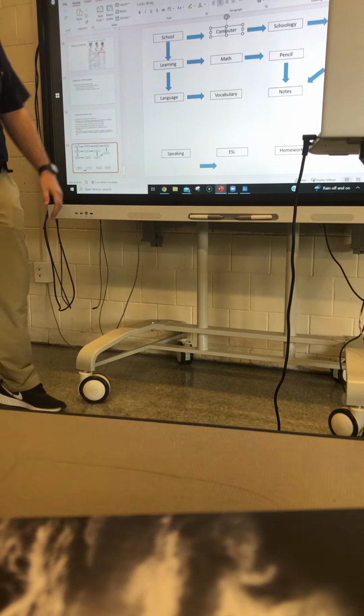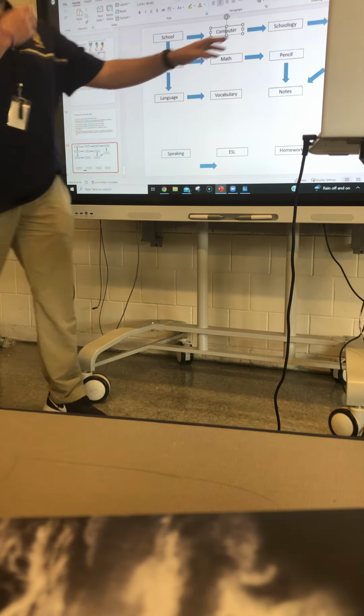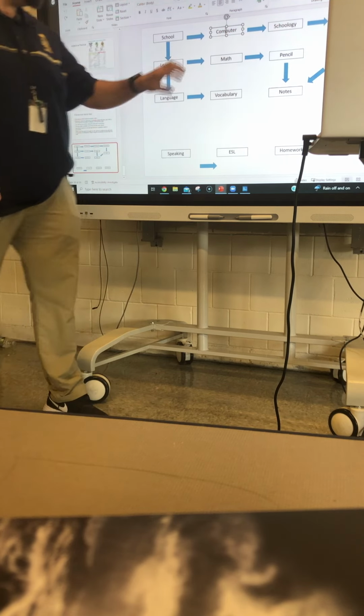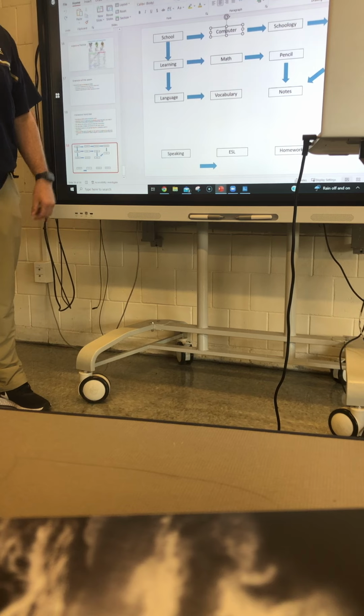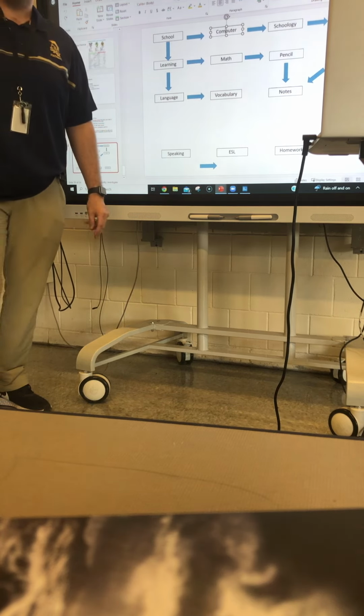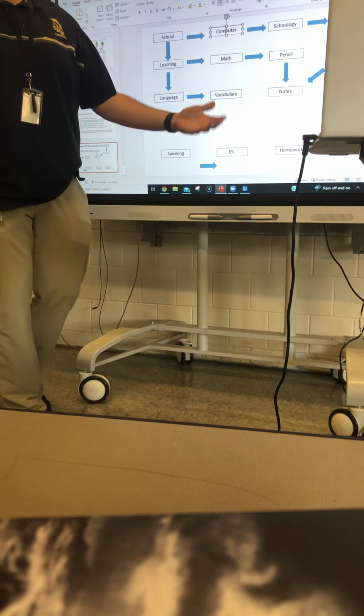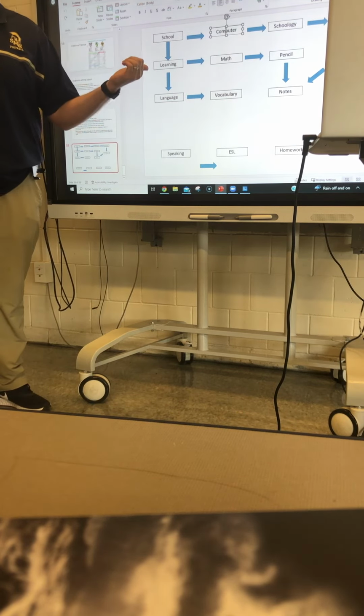And then let's say Marvin goes next. And he's like, I don't want to talk about Schoology, let me pick learning. So he puts learning here, and then he draws an arrow from school to learning. And why are those connected? You go to school to learn. Right? This is obviously a very simple example.